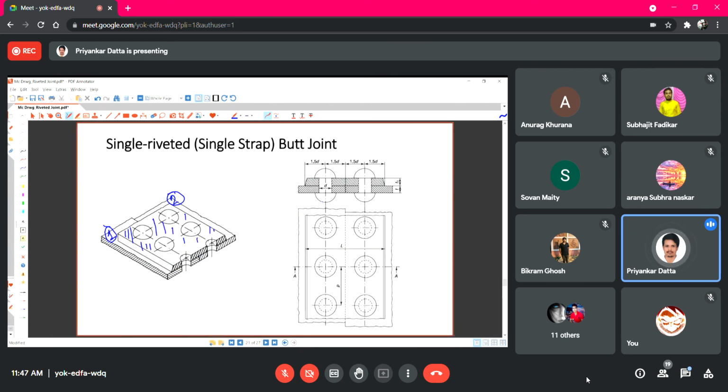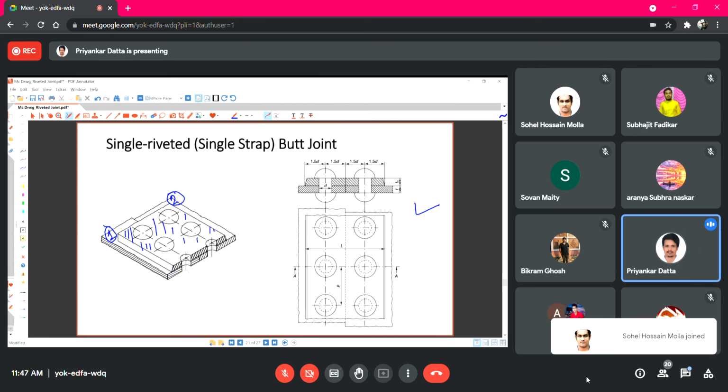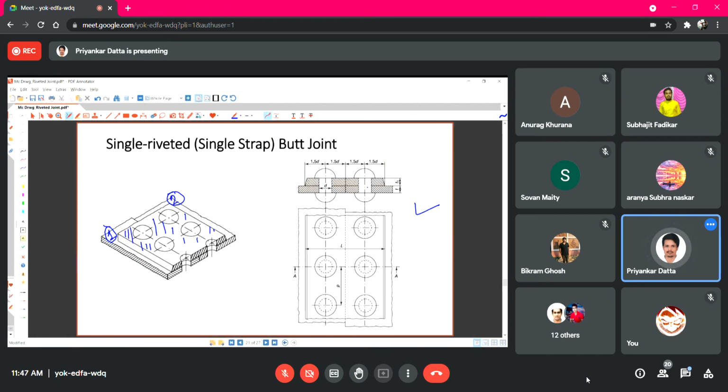So again, this is for your understanding purpose, but you have to draw this. For single riveted single strap joint, you have to draw in this manner. Again, for drawing this, if you see this isometric view, whatever is the projected view, that you have to draw only, and you have to show the sectional view. So there is nothing much to be explained. As you can understand, if all the dimensions are given to you, it will be easy to calculate and easy to draw.